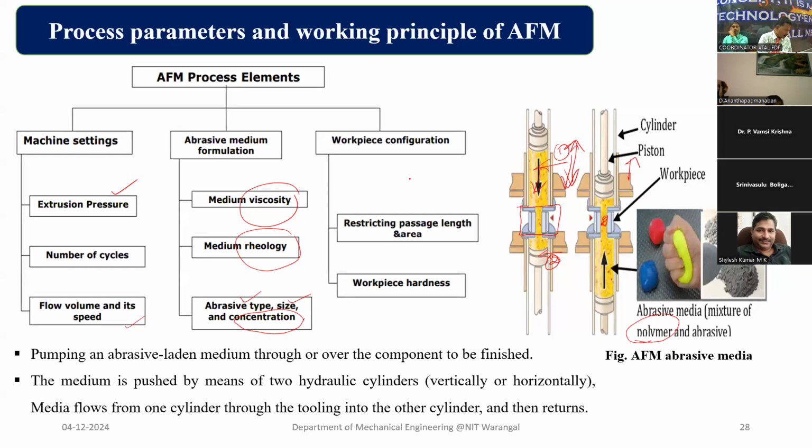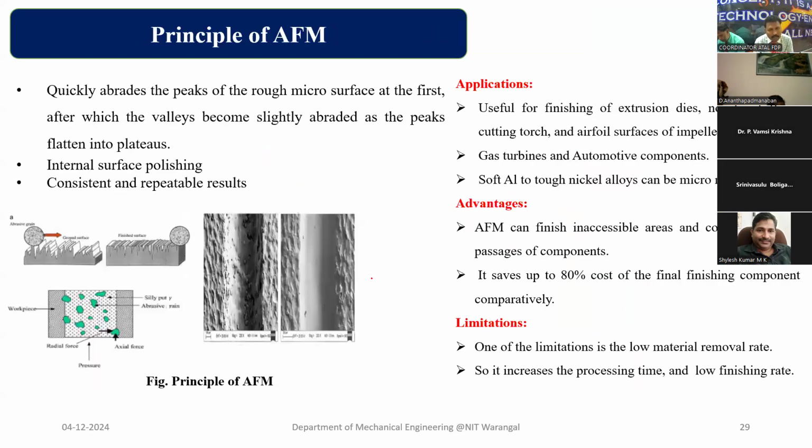And then the workpiece configuration, maybe the flow is going either lengthwise or area wise, and also the hardness of the workpiece is important. So these are the elements which are going to influence the material removal rate as well as the finish we are getting on the workpiece. So this is what I'll show you in another example. So for example, you take a cylindrical workpiece. So the media is flowing like this.